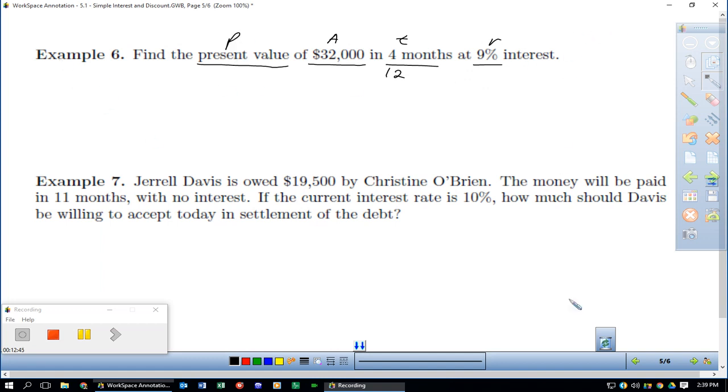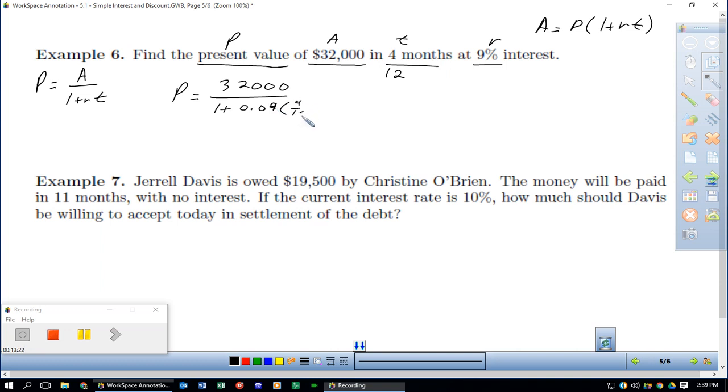There is a rearranged version of the formula we had previously that we could use. A equals P times 1 plus RT. If you divide by 1 plus RT on both sides, you get P equals A divided by 1 plus RT. This is the present value formula, and it's useful when you want to find that. So P equals 32,000 divided by 1 plus rate 0.09 times 4/12, which is 1/3. So our present value is $31,067.96.